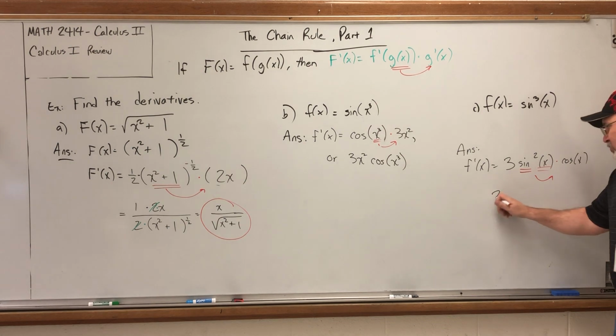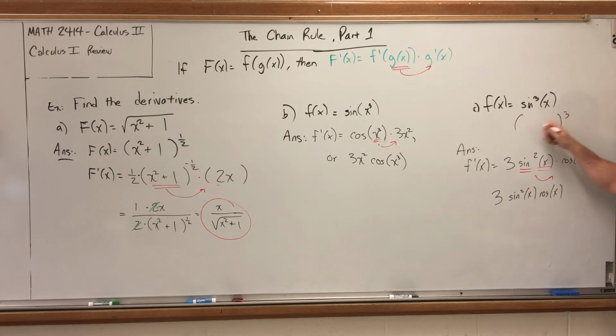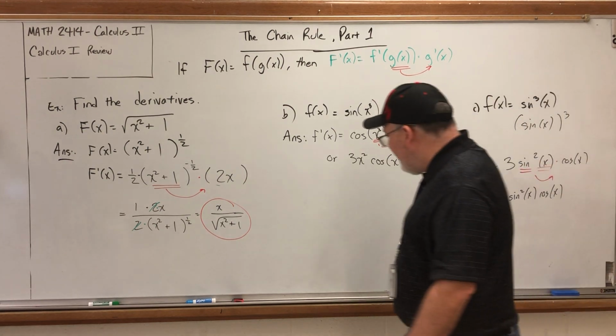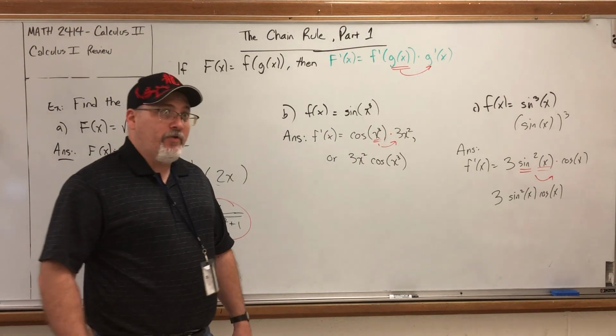So we get the same answer as before, 3 sine squared of x times cosine of x. But if you want to play it safe, I would rewrite this as the cube of sine of x. So that way it's explicitly clear what's inside and what's outside. And when you execute the chain rule, you do it in the correct order and you take the derivative of the correct inside.